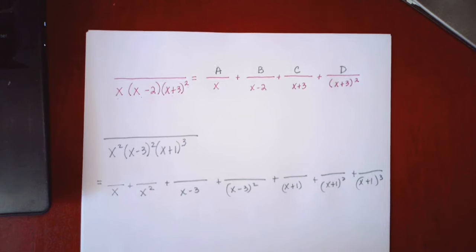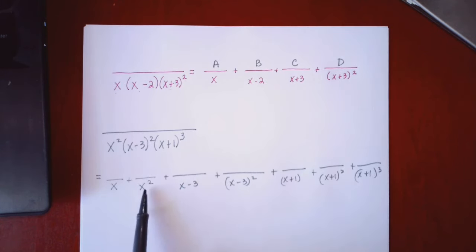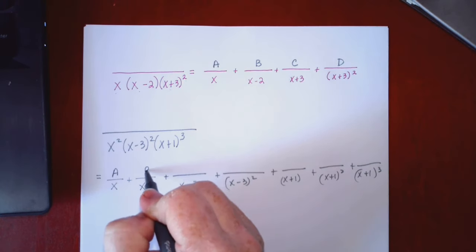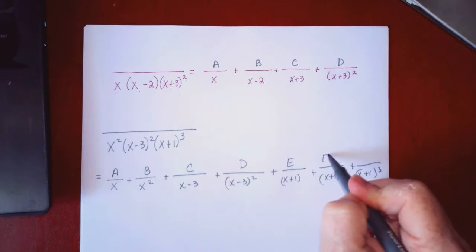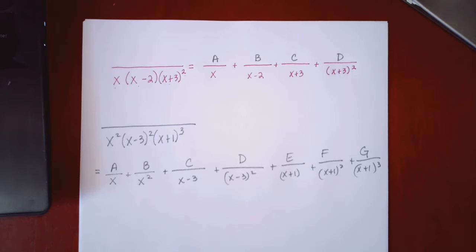One thing that people typically get confused about is factors that look like this, because you see an x squared, you think, quadratic. But no, this is not an irreducible quadratic factor. That is a linear factor raised to the second power. So these would all have numerators that are just constants. May have gotten a little carried away there. Okay.